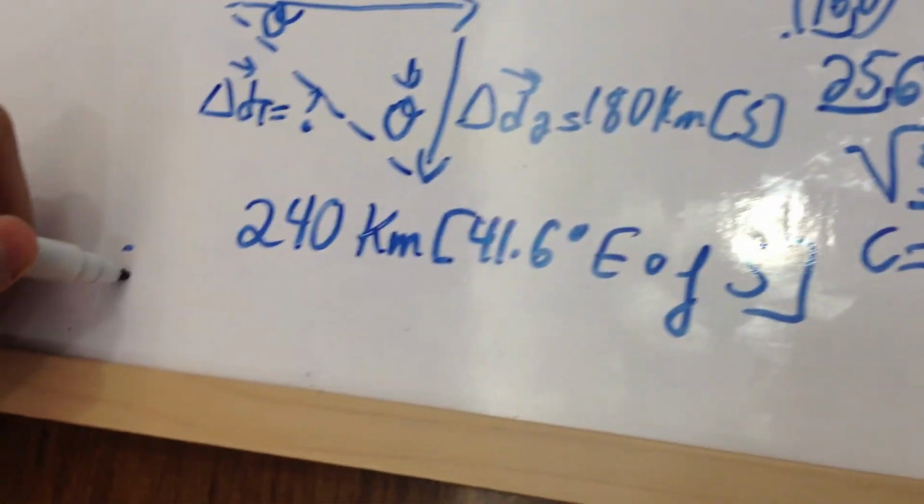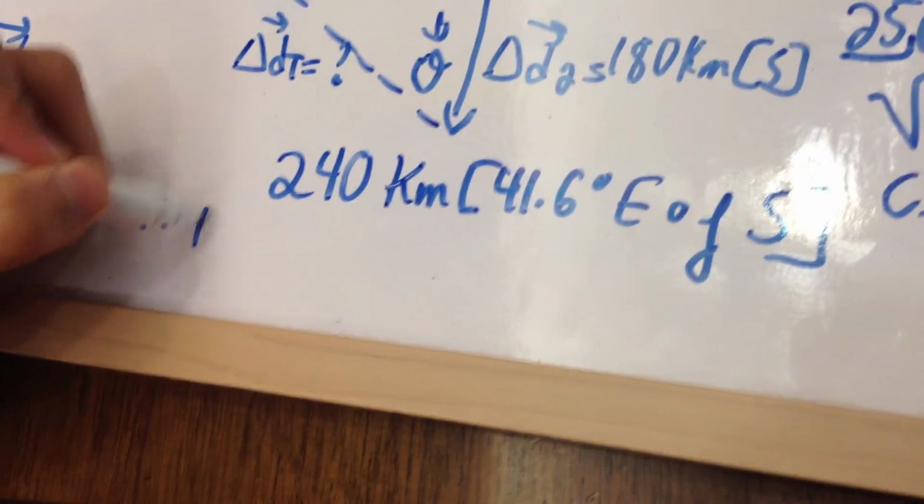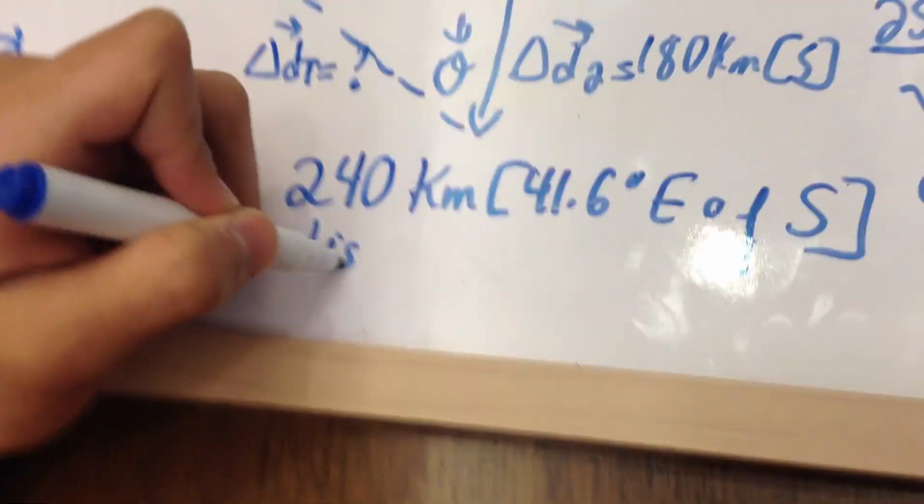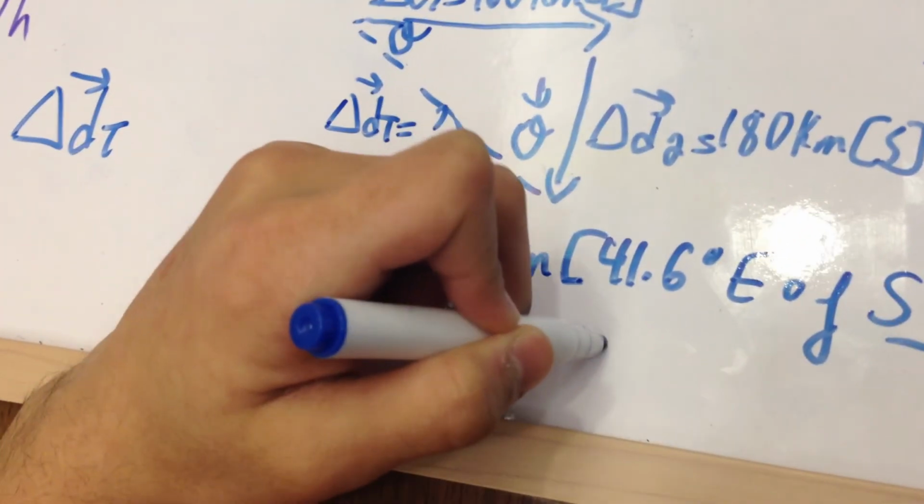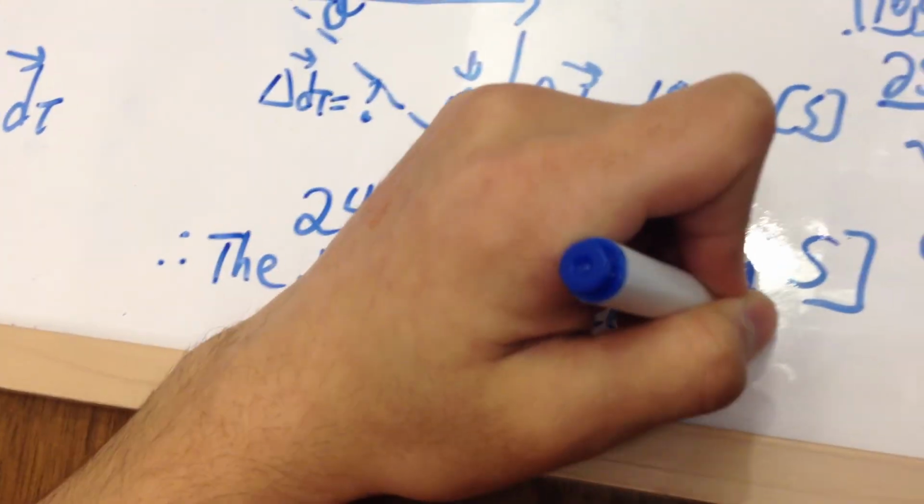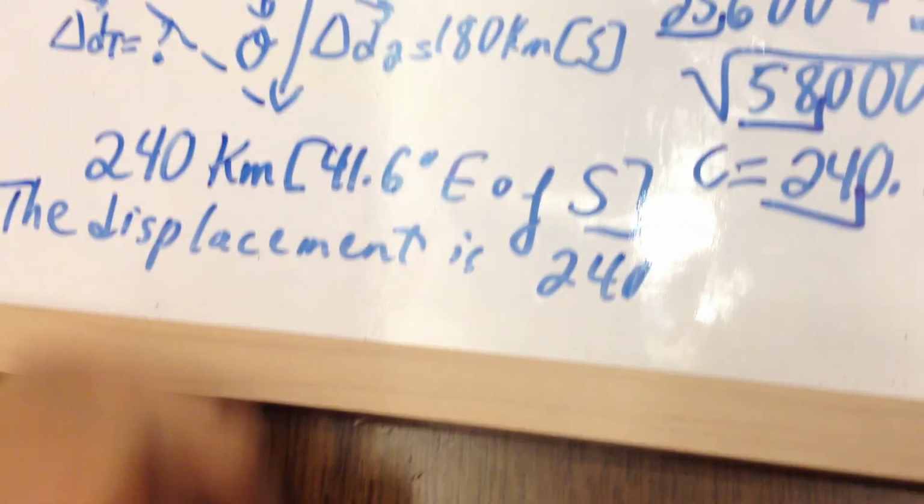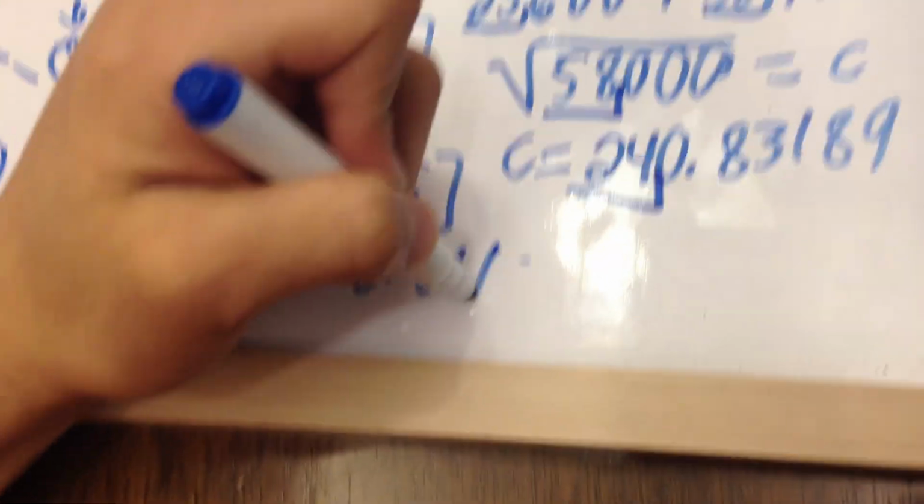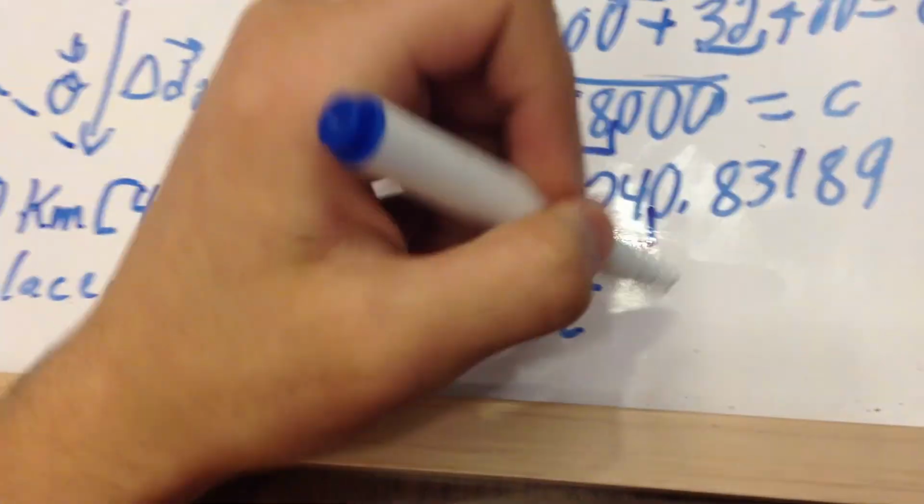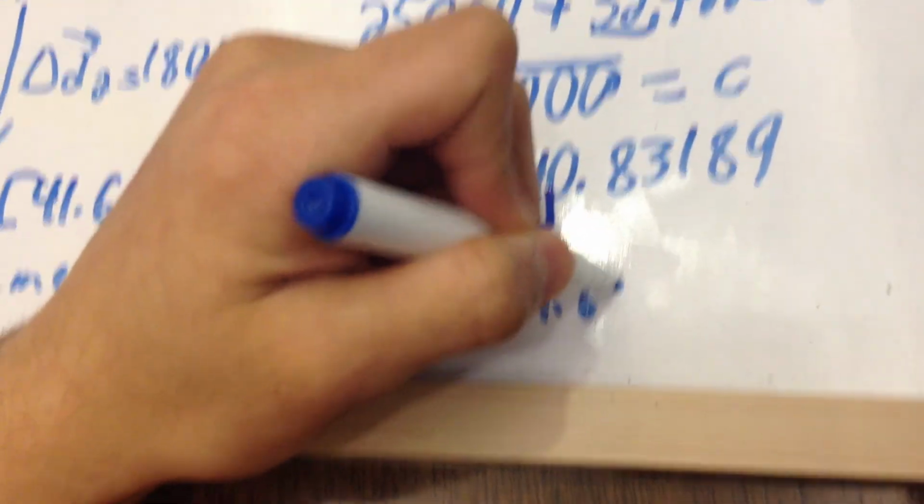And then we would write our therefore statement. Therefore, the displacement is 240 kilometers, 41.6 degrees east of south.